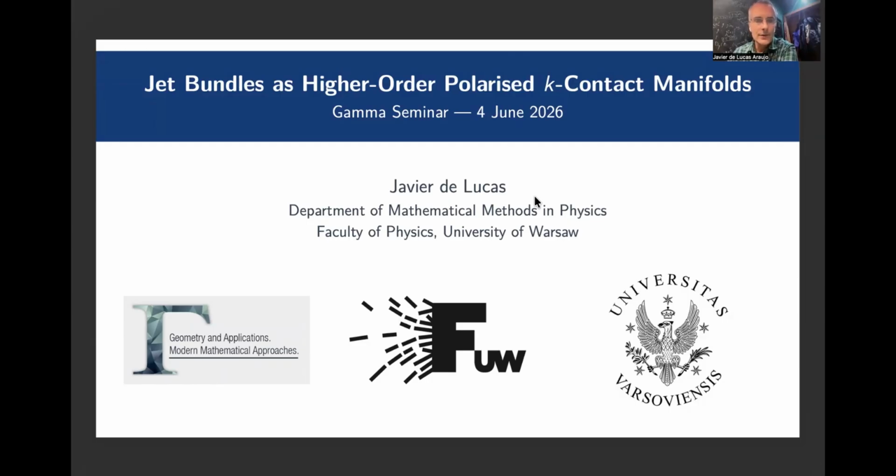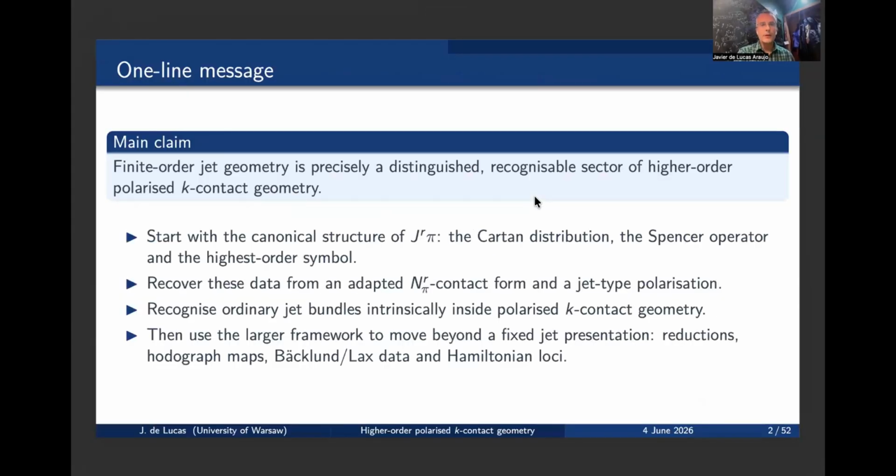So, as the title says, this is an approach to jet bundles using K-contact manifolds. What I want to show you, which is quite interesting, is that all finite-order jet manifolds can be not only described but characterized by means of a certain sort of K-contact geometry called higher-order polarized K-contact geometry.